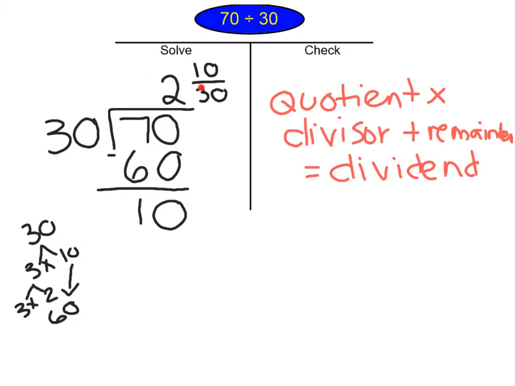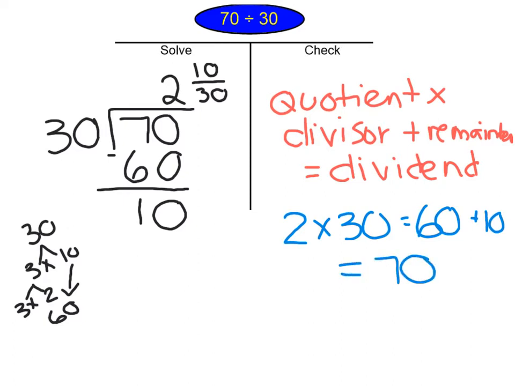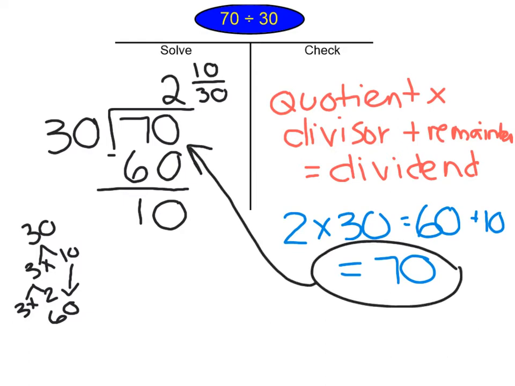We've got our quotient, which is 2. We've got to multiply that times my divisor, which is 30. So 2 times 30 is 60. We've got to take that and add it to the remainder, which is just the numerator, the 10. So 60 plus 10 equals 70, and that should be equivalent to my dividend. And if it is, I know that it is checked correctly, and we are correct. So 70 divided by 30 equals 2 and 10 over 30.